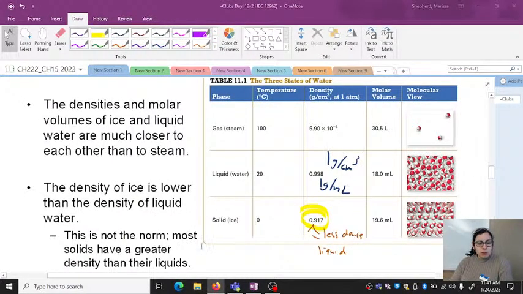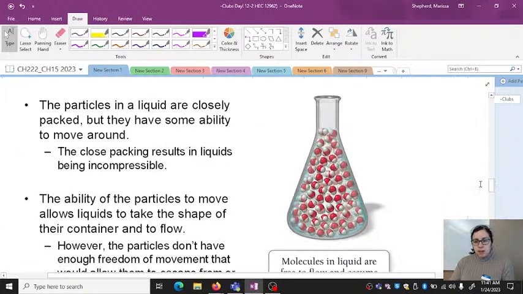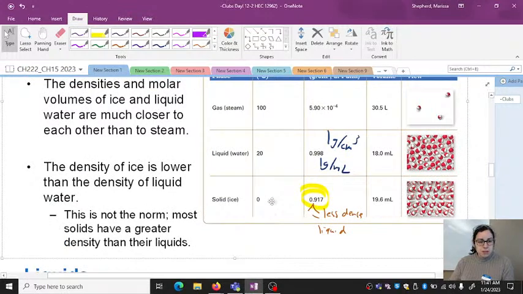So that's not normal. That's not what solids usually do. They usually pack tighter than their liquid counterparts. But again, ice is one of those exceptions.